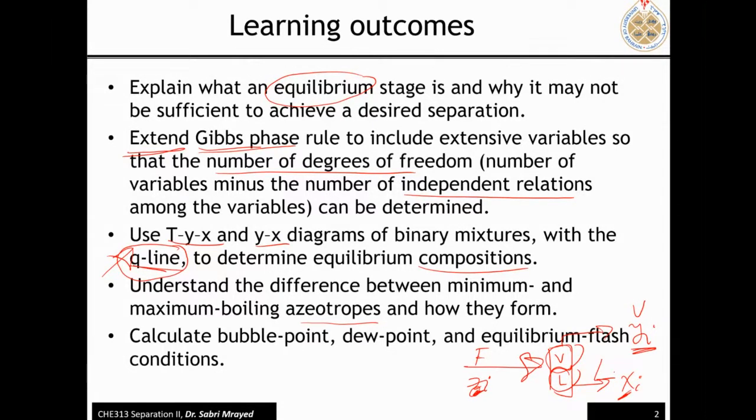So it's good to investigate this phenomenon. You understand the different types of azeotropes that can happen in your system and how to design your separation to avoid the azeotrope points. And we will see the effect of azeotrope points on our separation. Okay. Of course, last thing, we will go through bubble point, dew point, and equilibrium flash conditions.